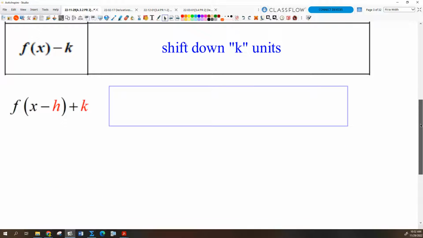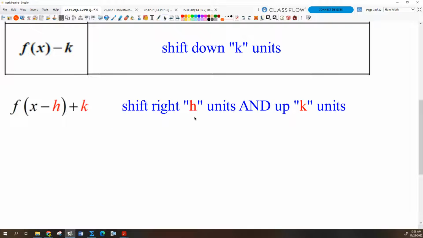Okay. What happens if I do both of these at the same time? What if I subtract a number from x inside the function and add another number outside the function? Yeah, then I'm going to slide horizontally. I'm going to move to the right by h, and I'm going to go up by k. So I get two things at the same time.